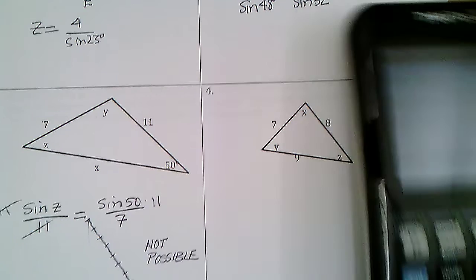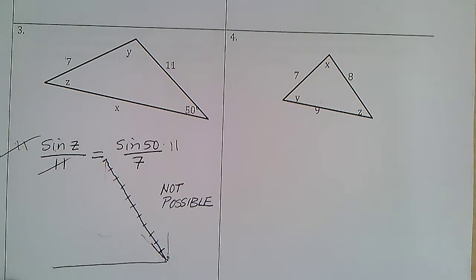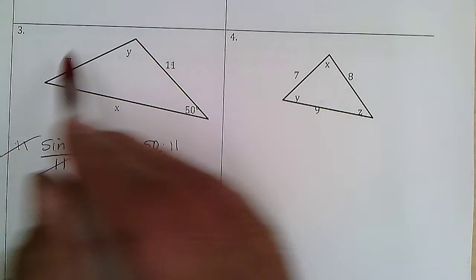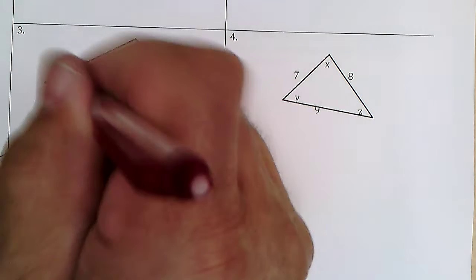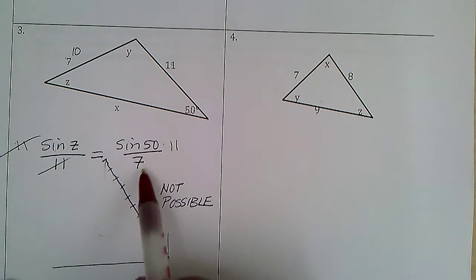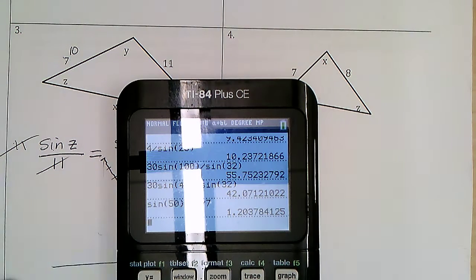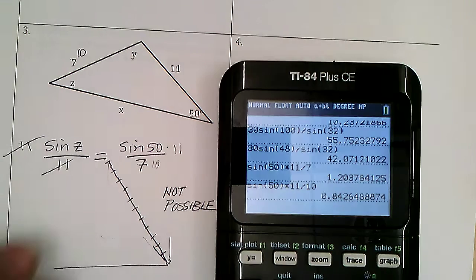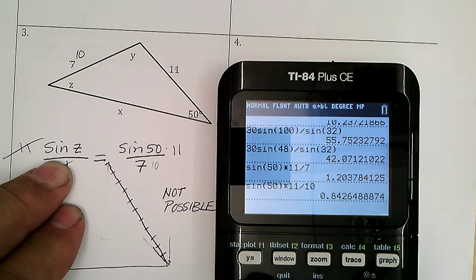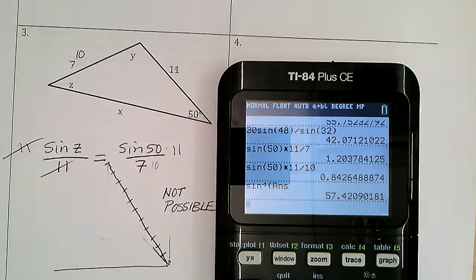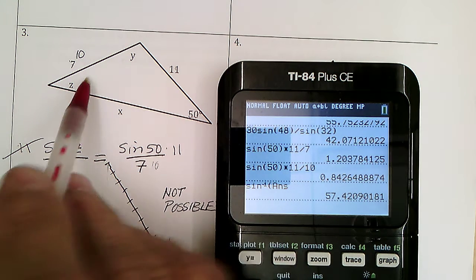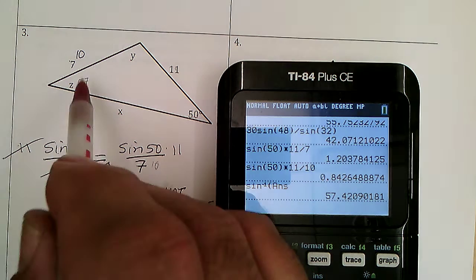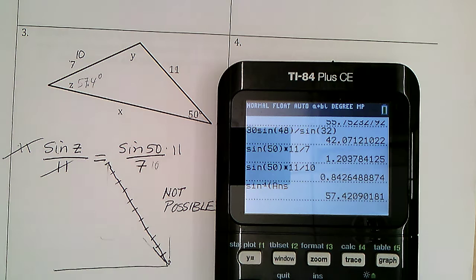Now, just for review purposes, let's talk about this. What if this was larger, like maybe 10? Then I would have a 10 down here, and when I did this problem on here, if I had a 10 right there, then I get this. That would be what the sine of z is, and then I would take the sine inverse of that, and I would get 57 degrees would be across from z, 57.4 degrees. But is that the only possibility?